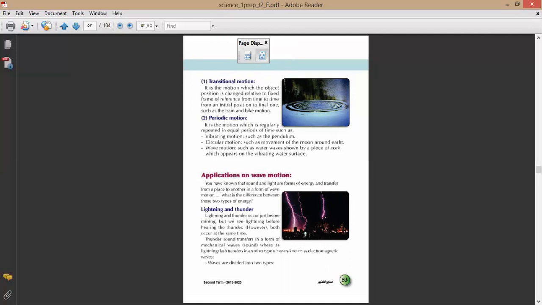The wave motion has two types: mechanical wave and electromagnetic wave. Mechanical waves are like the sound wave and water wave. These waves require a medium, meaning the medium through which the wave travels. It may be solid, liquid, or gas, but it needs a medium.